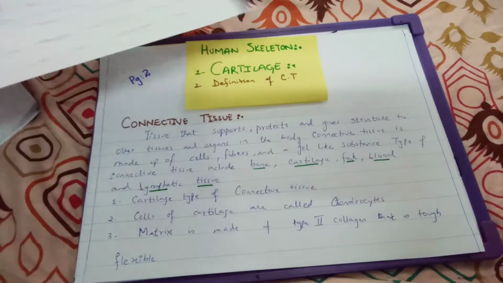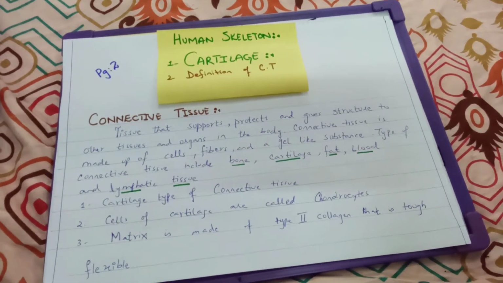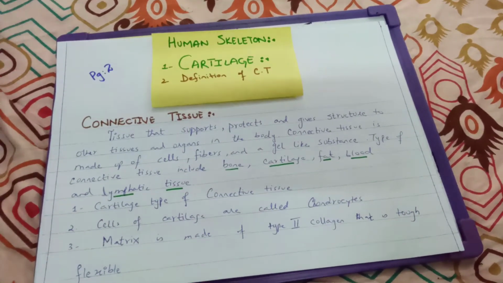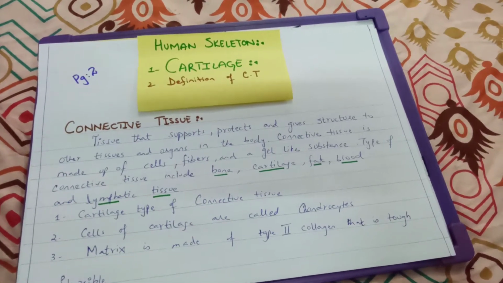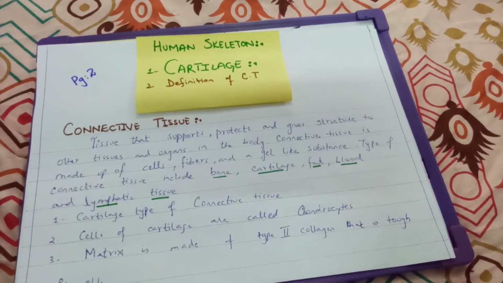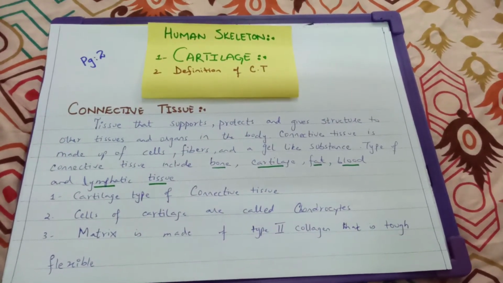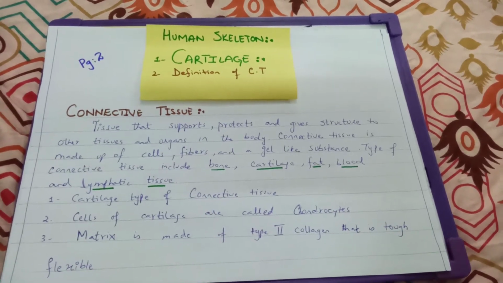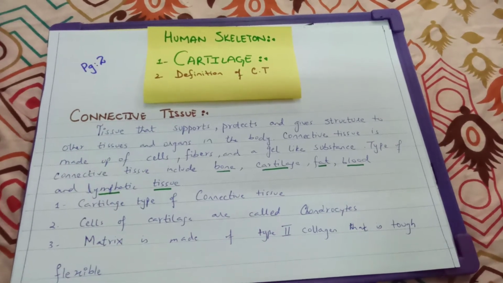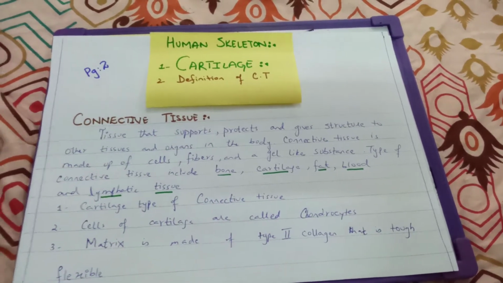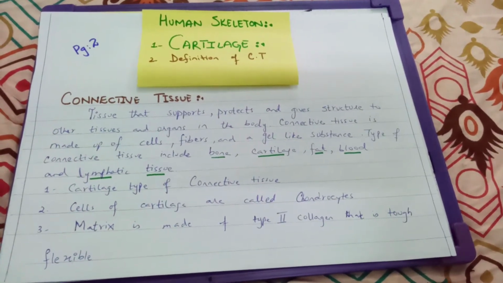Right. Now, what is connective tissue? Connective tissue is the tissue that supports the body, protects the body, and provides support and structure to the body, tissues and organs. The connective tissue is made of cells and a gel-like substance. Examples of connective tissue are bone, cartilage, fats, blood, and lymph tissues. Over here we will study cartilage and bone as examples.